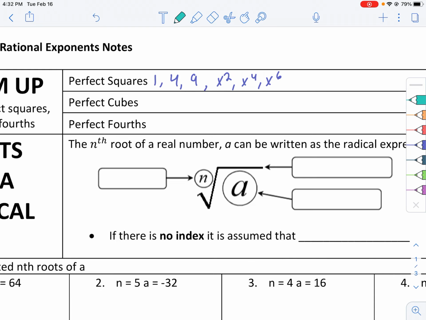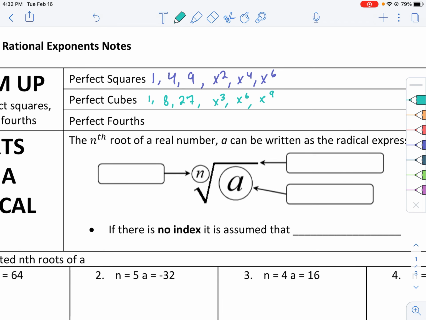Thinking about perfect cubes, same manner. We have 1, 2 cubed would be 8, 3 cubed is 27. And then our variables would be like x cubed, x to the 6th, x to the 9th. Anything divisible by 3 raised to a power. Perfect fourths, okay, those are going to be 1, 2 to the 4th power is 16, 3 to the 4th power would be 27 times 3, which is going to be 81. Perfect fourths would be like x to the 4th, x to the 8th, x to the 12th. All right?